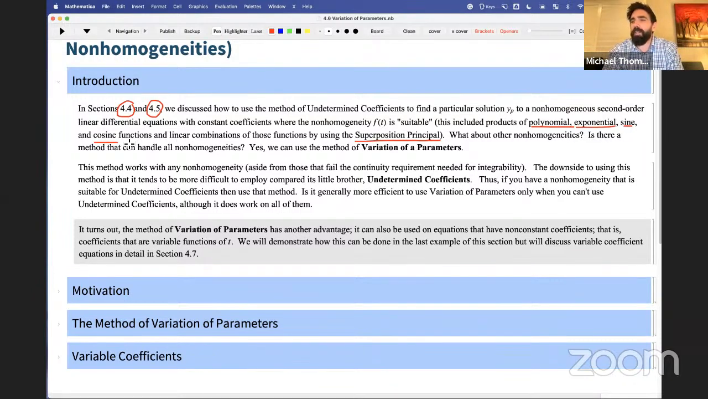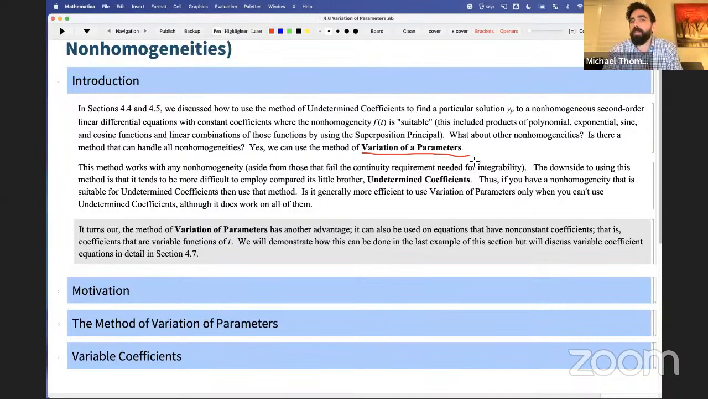There are lots of other functions that don't fall into those categories. So what do you do when you have a non-homogeneity f of t that is not suitable? In those cases, we use an all-inclusive method that works 100% of the time. It's called variation of parameters. And you might wonder, if it works 100% of the time, why did we waste our time doing undetermined coefficients?